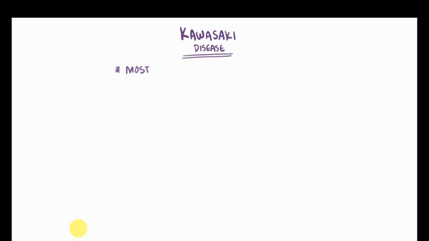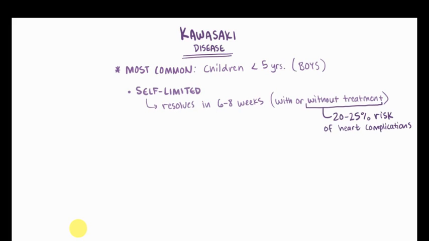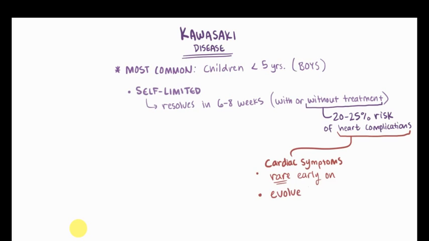Kawasaki disease is most commonly seen in infants and children under 5 years old, and is more likely to affect boys. This disease is self-limited, which means that the inflammation will resolve after 6 to 8 weeks, but if we left it untreated, there's a 20 to 25% risk of the heart complications we went over. We rarely see any cardiac symptoms in the first few weeks, unless the patient has an underlying heart condition already, and so cardiac symptoms typically evolve later.